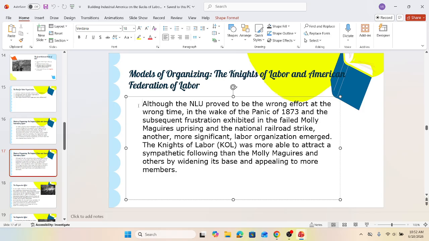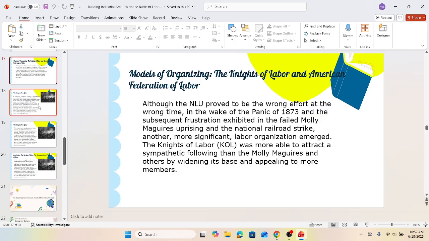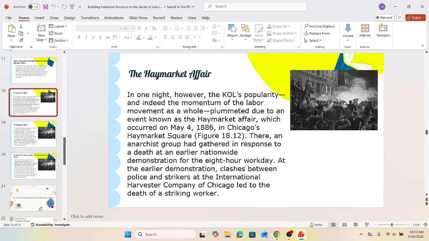But there were other attempts as well. The Knights of Labor was another union that was able to attract a more sympathetic following. And they widened who was allowed in the labor union, and the labor unions that did that allowed workers of different races and ethnicities and perhaps even genders saw more success because they just allowed more people in, and the more people that were united in a cause, the more success they had in bringing change about.